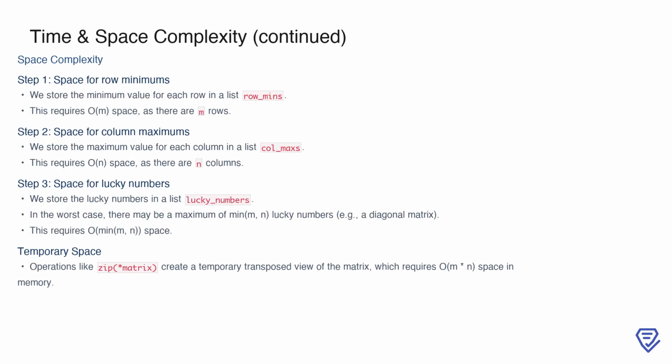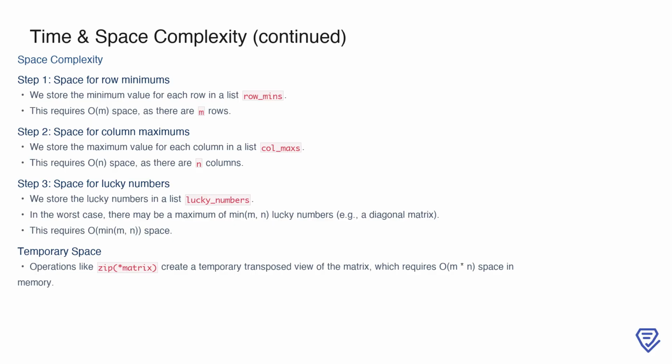Now let's discuss the space complexity of the solution. In the first step, we store the minimum value of each row in a list called row_mins. Since there are m rows, this requires m additional space. In the second step, we store the maximum value of each column in another list called col_maxes. With n columns, this step requires n space. For the third step, we keep track of the lucky numbers in a list called lucky_numbers.